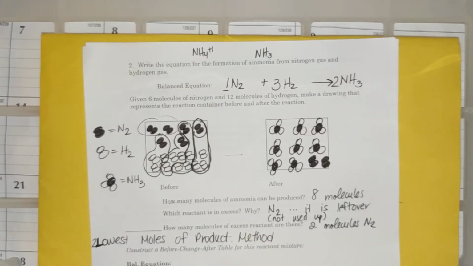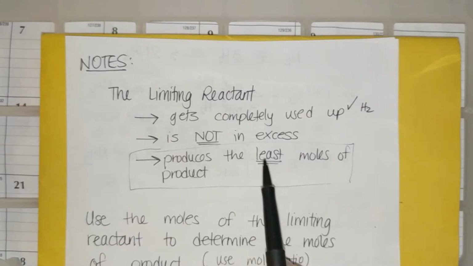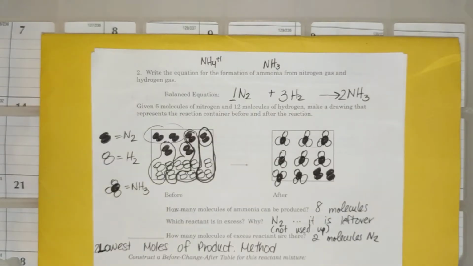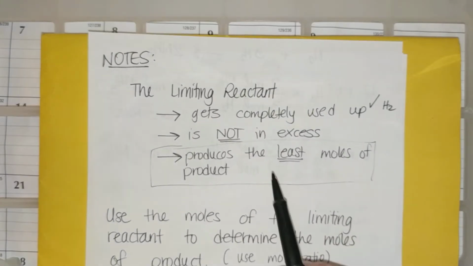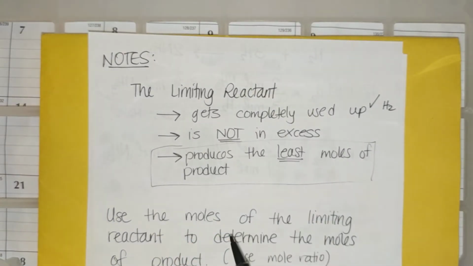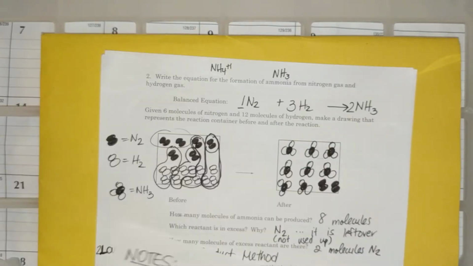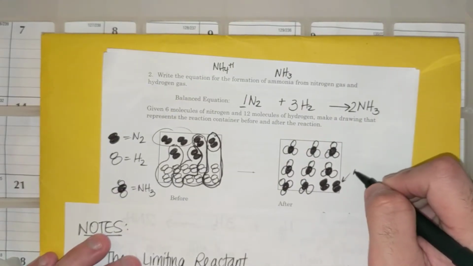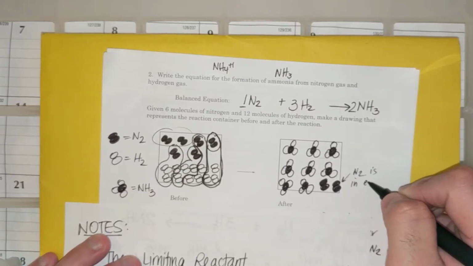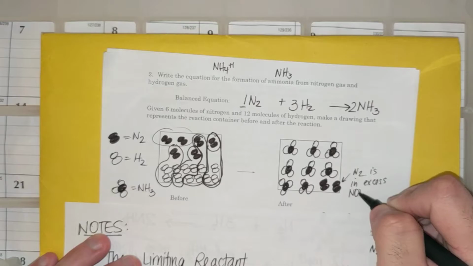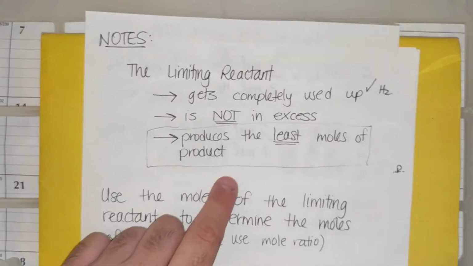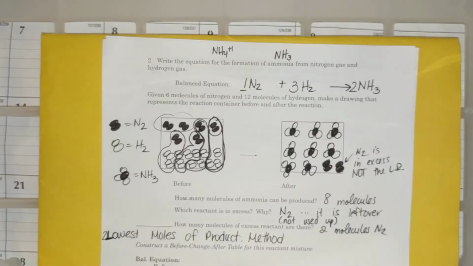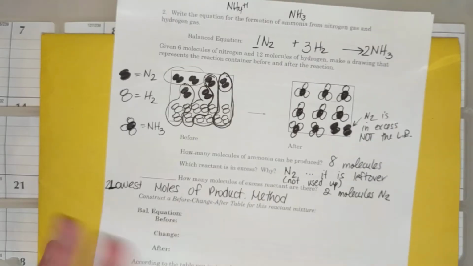Okay, again, definition here. The limiting reactant gets completely used up. So it's looking like in this case all of my hydrogen is used up. So my hydrogen is my limiting reactant, and it is not in excess. Hydrogen is not in excess in this problem. It looks like nitrogen is in excess. N2 is in excess, so it's not the limiting reactant, LR. The limiting reactant is going to produce the least moles of product. So I'm going to prove to you that this 8 moles is my least moles of product.